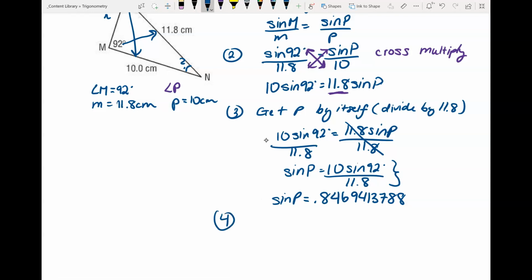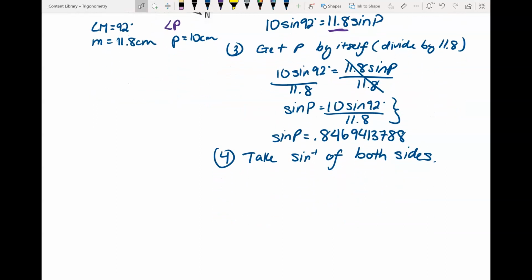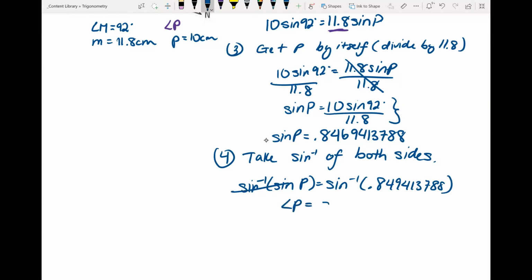Then our final step here, to get angle P, take the sine inverse of both sides. Because the sine inverse and the sine are going to cancel out because they are opposites of each other, and then we're just going to be left with angle P. So this is gone. Angle P is sine inverse of 0.849413788.